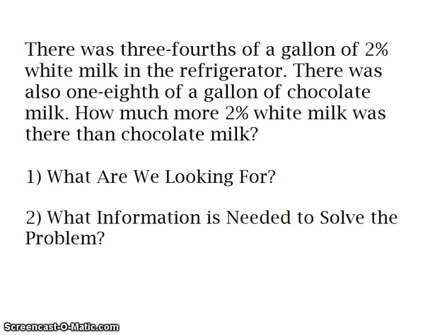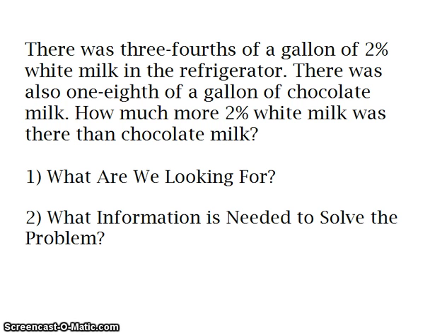Let's look at our next problem. Saying fractions can be like a tongue twister. There was 3/4 of a gallon of 2% white milk in the refrigerator. There was also 1/8 of a gallon of chocolate milk. How much more 2% white milk was there than chocolate milk?